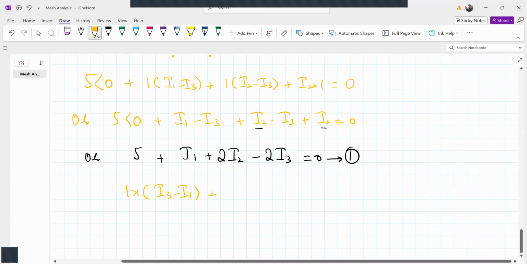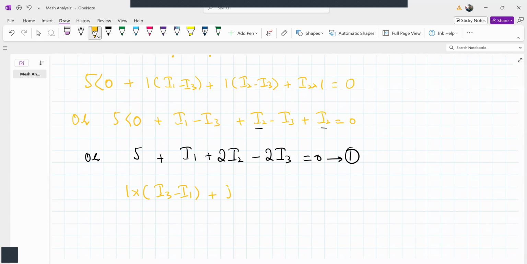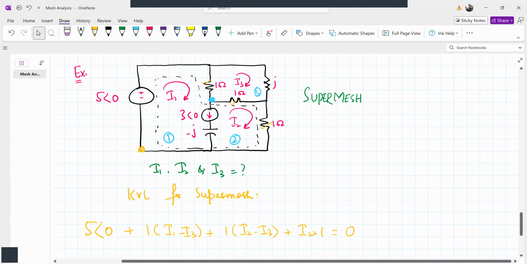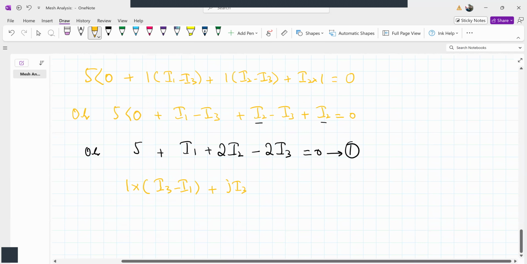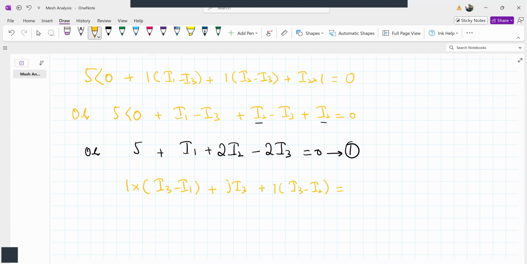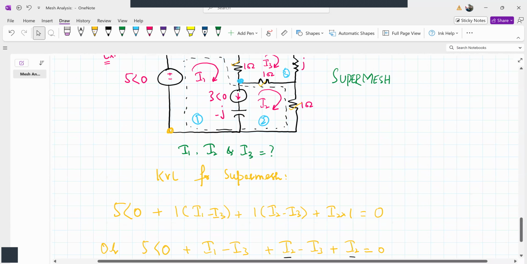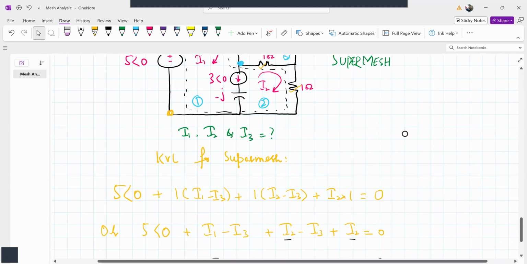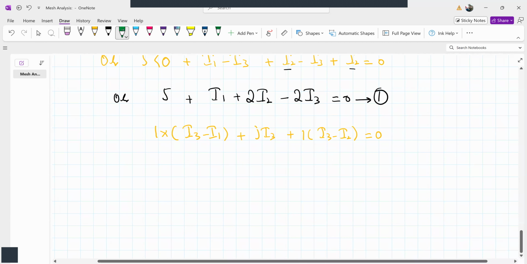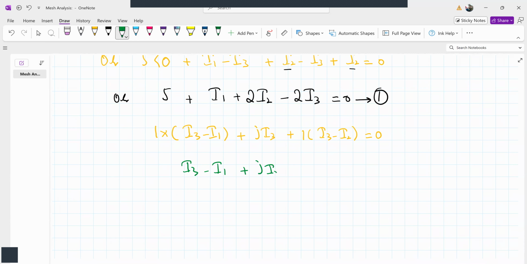Then we have impedance J and the current flowing here is simply I3. There is only one current flowing in this, I3. And then we have 1 ohm resistor and the current is I3 minus I2. Why I3 minus I2? Because we are in mesh 3. All right, so let me simplify this. This is I3 minus I1 plus JI3 plus I3 minus I2 is equal to 0.